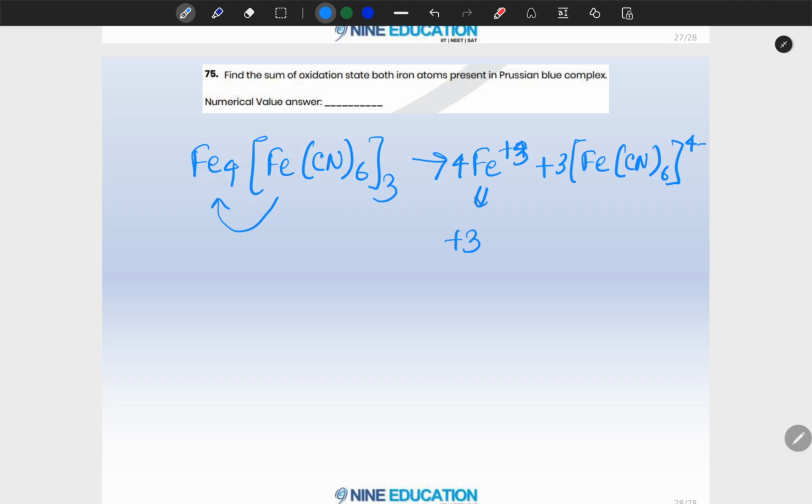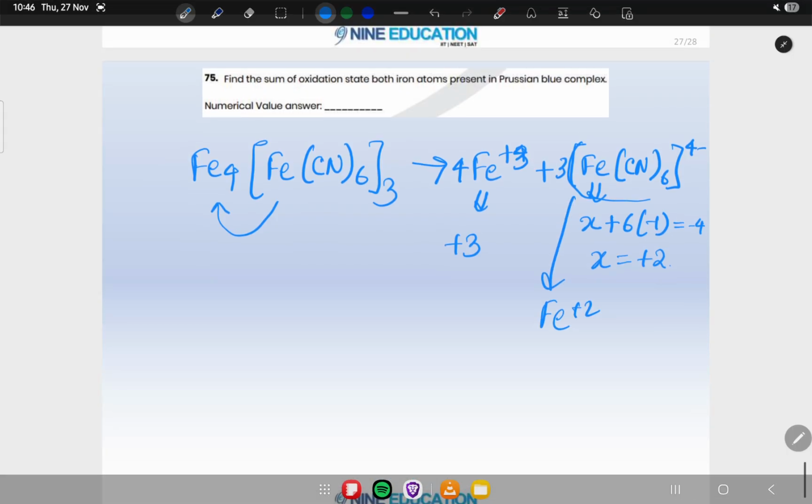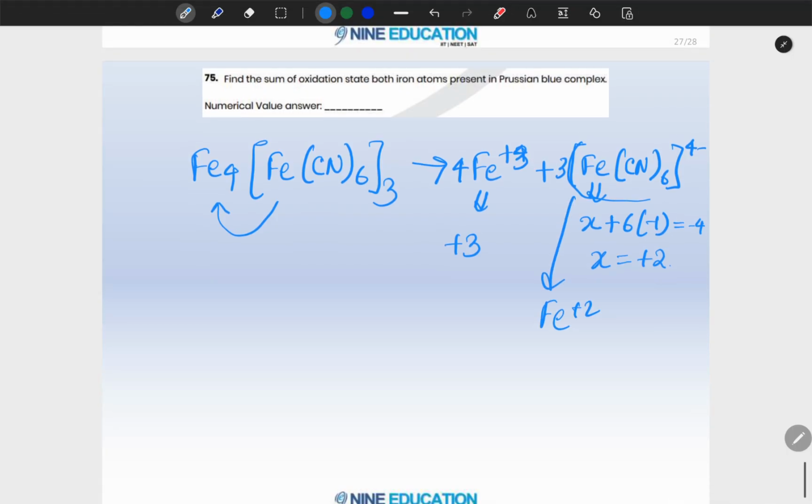What is the oxidation state of the iron which is present outside the coordination sphere? That is plus 3. And what is the oxidation state of the iron which is present inside the coordination sphere? Let's calculate. Let X be the oxidation state. X plus 6 into minus 1, where minus 1 is the charge on the cyanide ligand. And what is the overall charge on this complex? That is minus 4. So what is the value of X? The value of X is plus 2. So iron is present in the plus 2 oxidation state inside the coordination sphere, right?